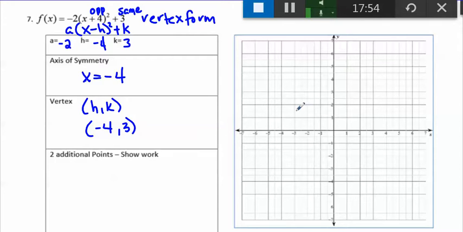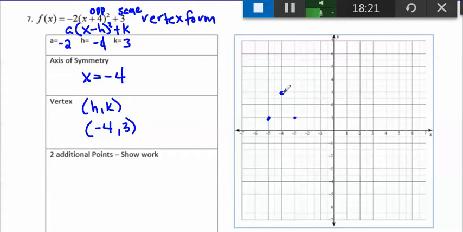So let's graph that vertex at (-4, 3), and consider your a value. Your a value is -2. The negative means that the parabola is going to flip, so instead of opening up, it's going to open down. And then the 2 is a stretch. So we're going to go over 1 and down 2 on both sides. And then the normal parabola would go over 2 and up 4.